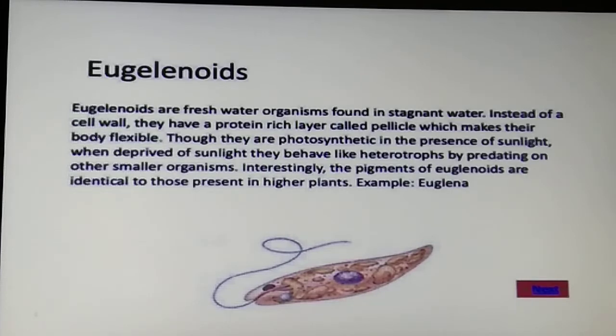Example is Euglena, students. So you can see here. And interestingly, the pigments of euglenoids are identical to those present in higher plants. So that is why this is considered to be plant as well as animal. I hope this is clear. Plant because it is photosynthetic in nature. And why animal? Because it can move.